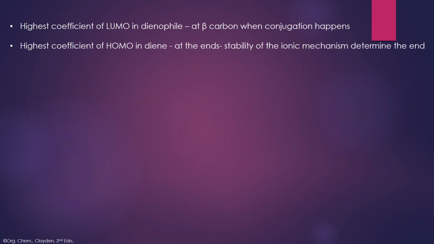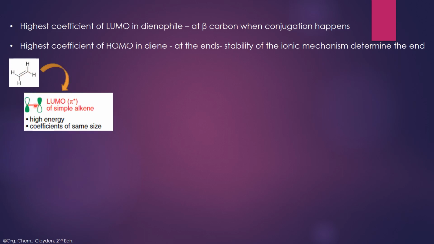Now we are moving to further detail of the regioselectivity given by the Diels-Alder reaction. For that, we can see a simple alkene. This simple alkene has its LUMO like this. We have seen in the last slide that the LUMO is this pi star and it has one node. It is of high energy, and the coefficients of both carbon atoms are the same. Coefficient means the electron density, and the electron density at this carbon and at this carbon atom is the same, because the electronic chemical environment is the same here.